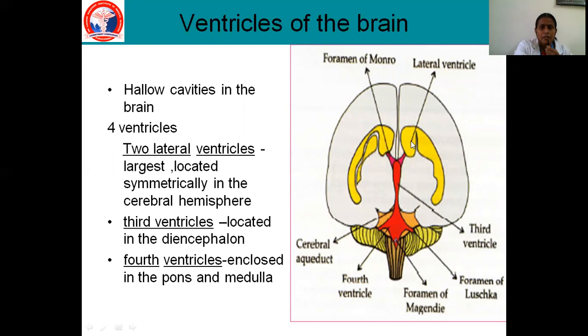In this picture, you can see the two lateral ventricles, this one is the third ventricle, and this one is the fourth ventricle. These two lateral ventricles are located symmetrically in the cerebral hemispheres. The third ventricle is located in the diencephalon, and the fourth ventricle is enclosed in the pons and medulla.